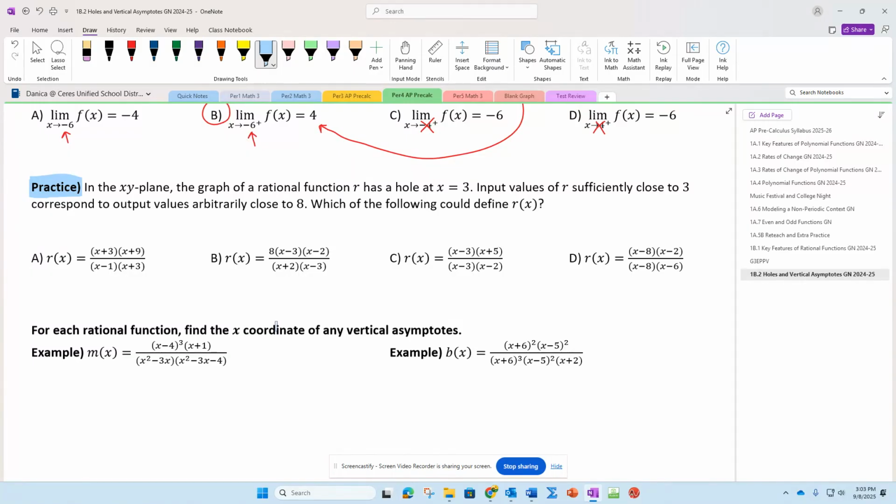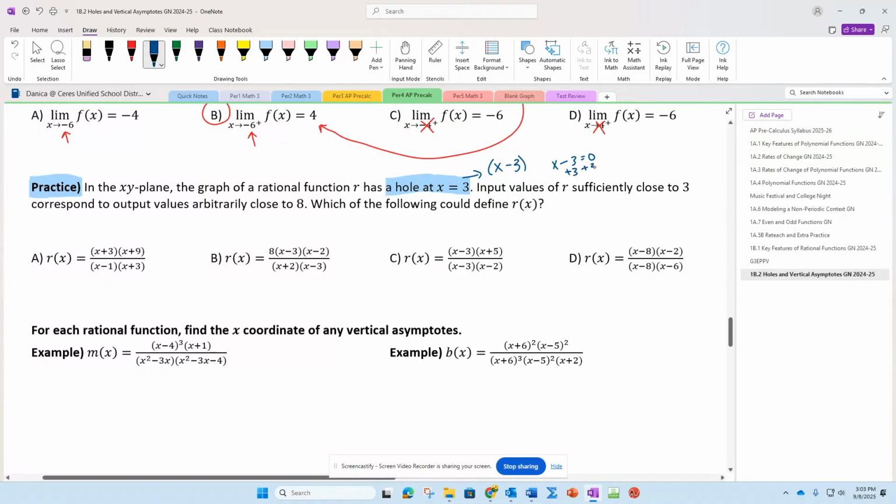All right, welcome back. So let's see what we got here. So we have a hole at x equals 3. So we need to know that that is going to come from a factor of x minus 3, because when x minus 3 is set equal to 0, we'd add 3, and that would give us our x equals 3. And we need our factor to have either equal multiplicities in numerator and denominator or larger in the numerator. So looks like we are dealing with this one right here.